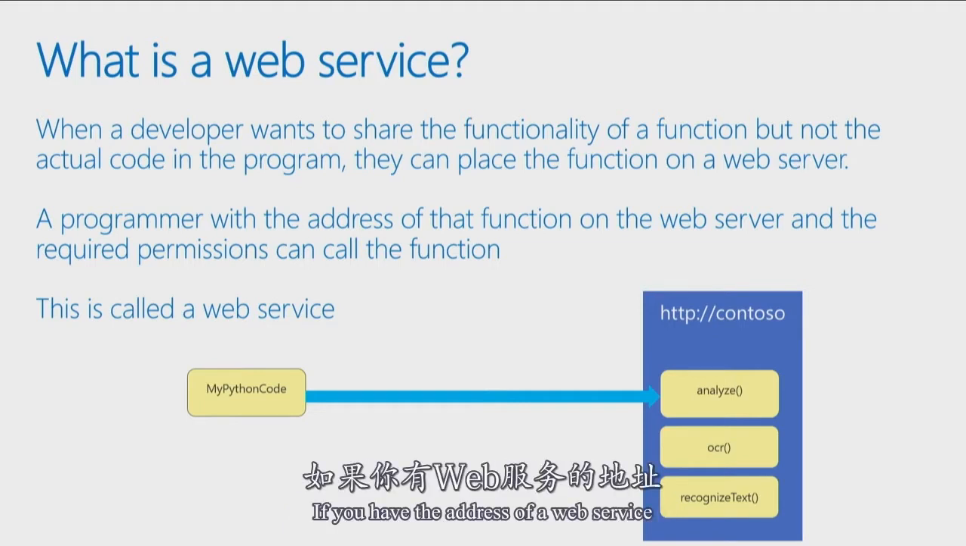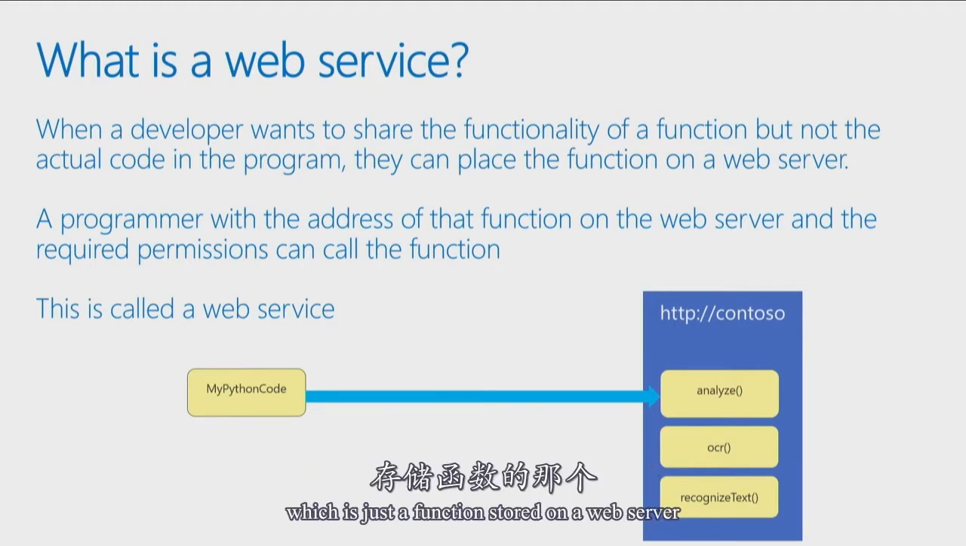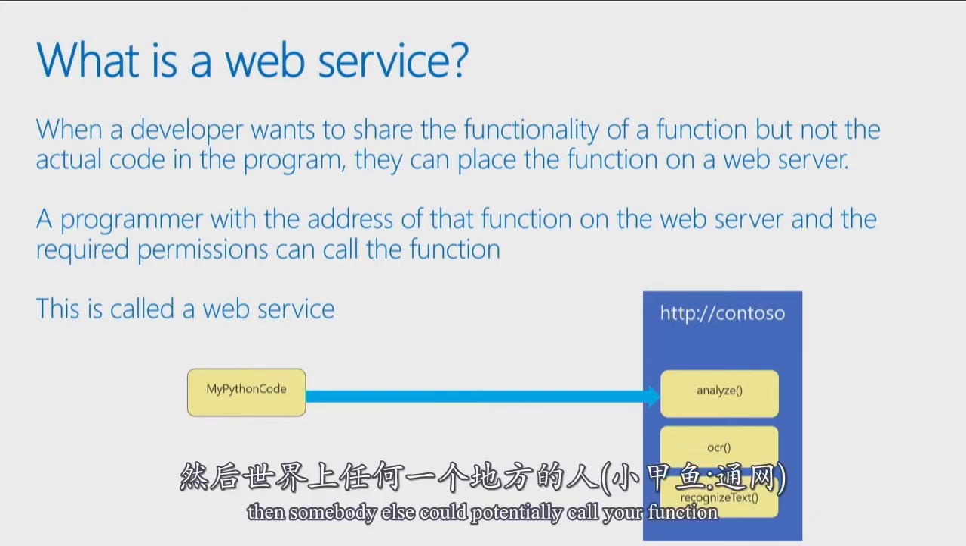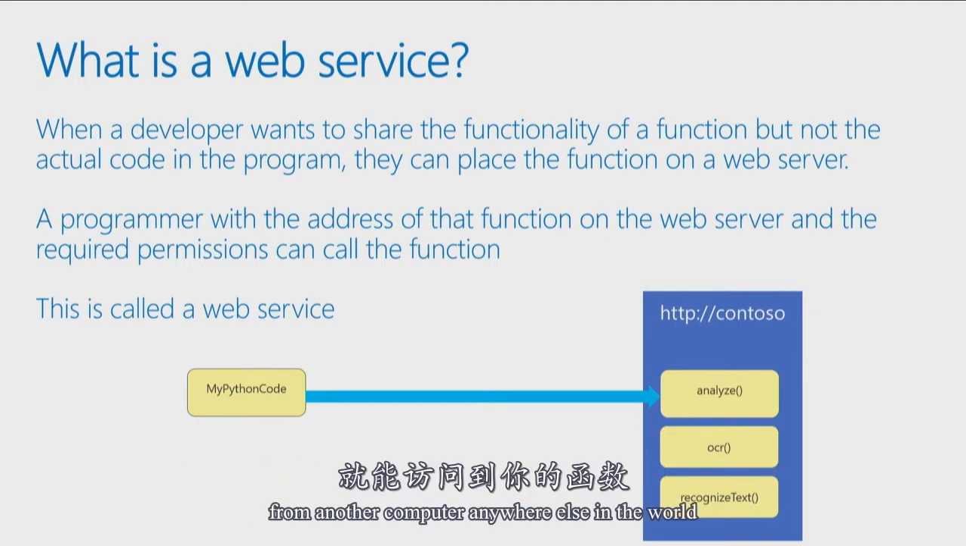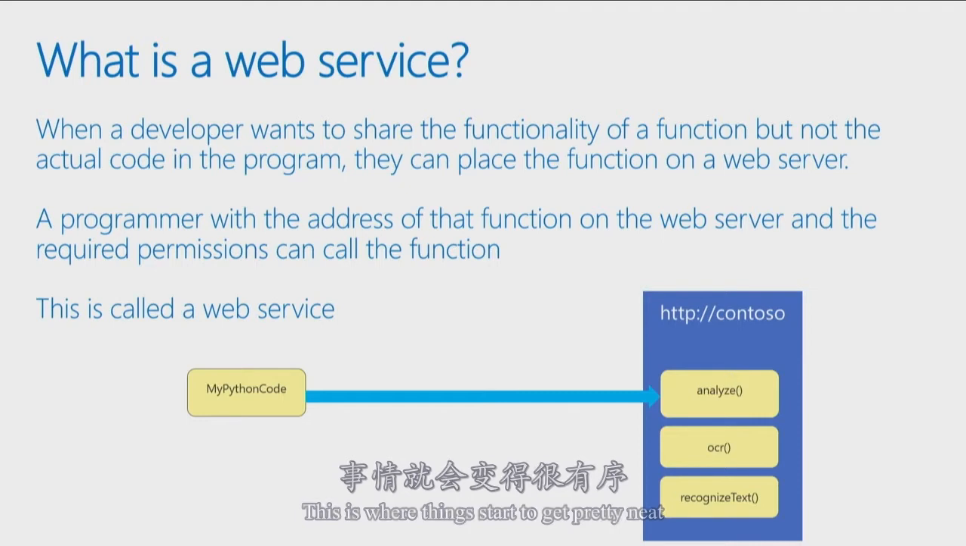If you have the address of a web service, which is just a function stored on a web server, then somebody else could potentially call your function from another computer anywhere else in the world. This is where things start to get pretty neat.